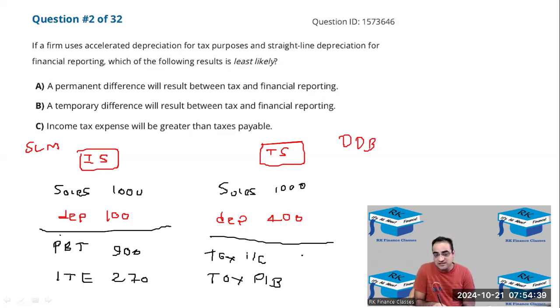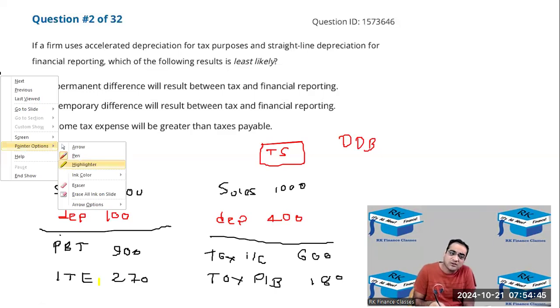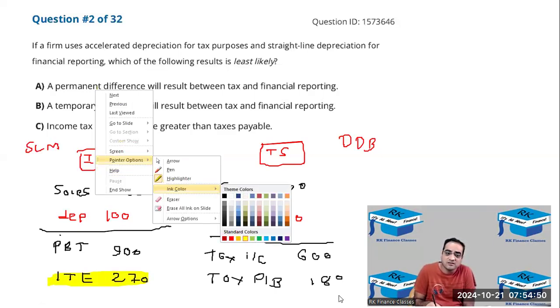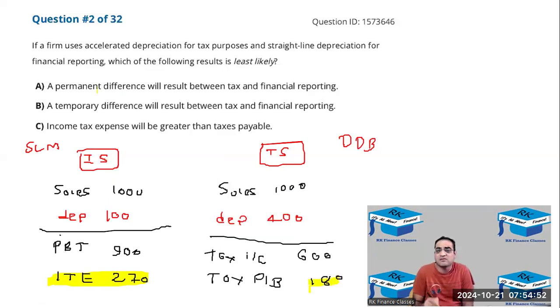1000 minus 400 is 600. 30% of 600 is 180. And now comes the important point. We tell the government that as per our calculations, tax is coming to 270. But you are asking us to pay 180. So okay, we will pay 180.